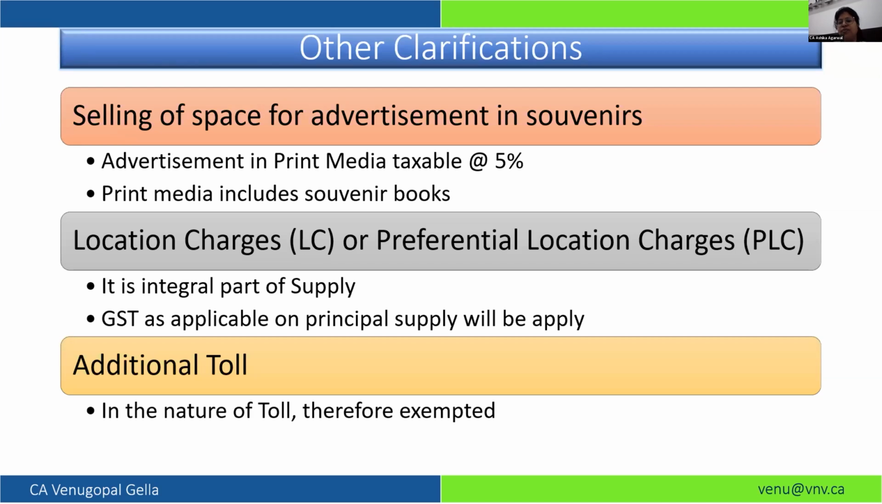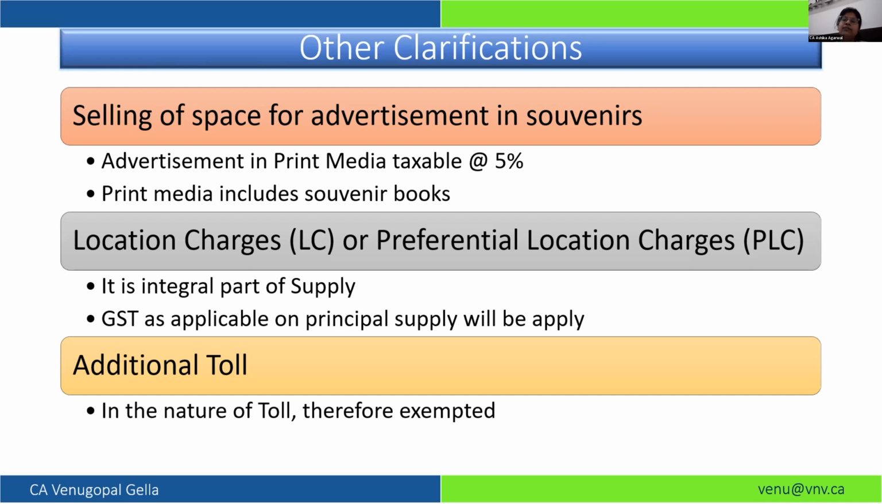Location charges, preferential location charges or additional toll. These three are basically linked to your composite service. Like when we go for apartment booking, we look for the location. We want 5th floor, 4th floor, we want seaside. In a similar way in a long-term lease also, whenever land is allotted, we may want it near the riverside. So we pay an additional cost for that.